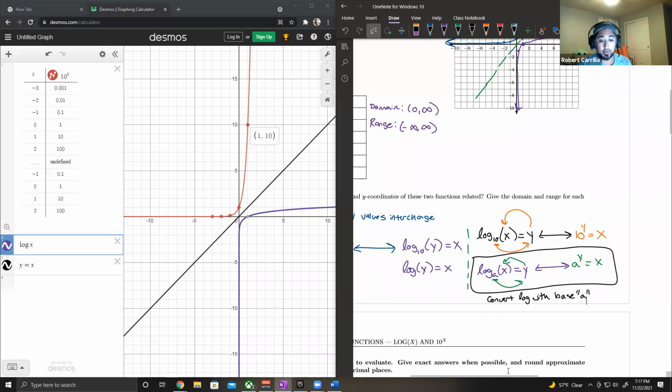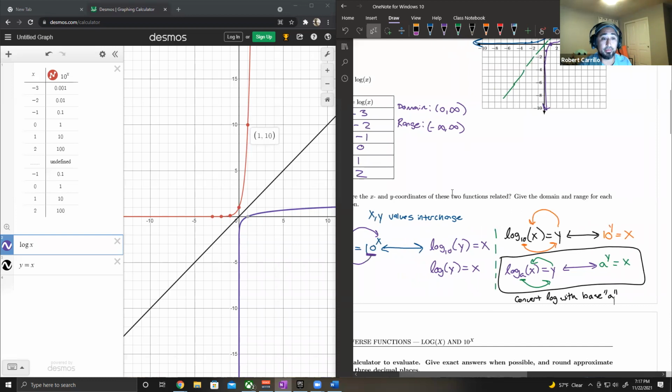Okay. So that is another cool trick of two functions being inverses of each other. Here we can convert 10 to the x to the common log, and we can convert the common log back to 10 to the x. All right. Everybody go with that?